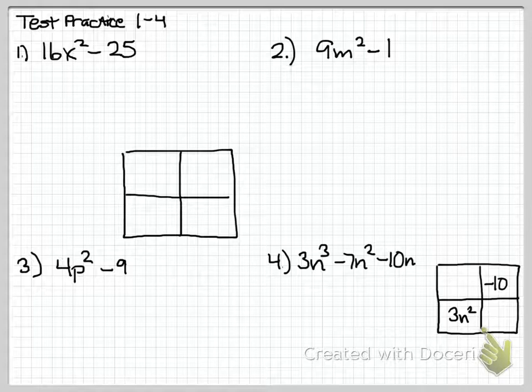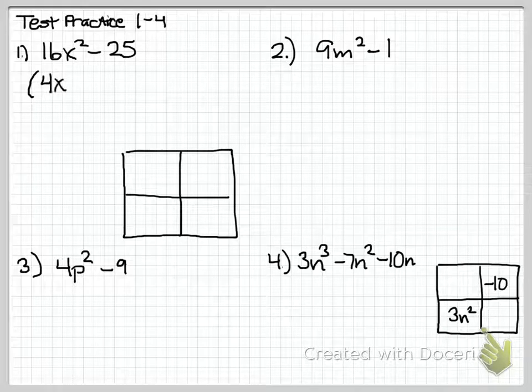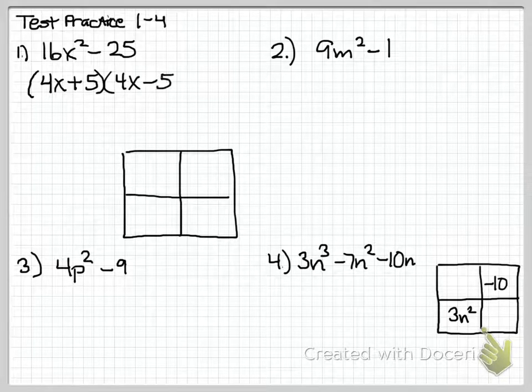Looking at the first one, number 1, 16x squared minus 25, we notice that 16 factors down into 4 and 4. Negative 25 will factor down into positive 5 and negative 5. So quickly we should be able to do this as 4x plus 5 and 4x minus 5.